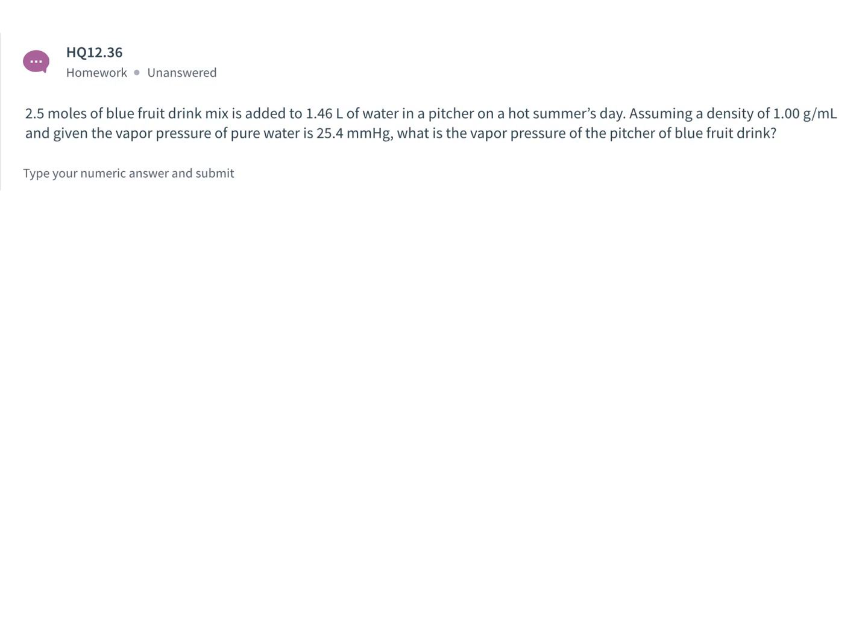Question 12.36 is very similar to 12.35 in that we have to use Raoult's law to find our new boiling point, right? So again, Raoult's law was the vapor pressure of my solution equals the mole fraction of the solvent in that solution times the vapor pressure of the solvent in that solution. So the same thing here, right?